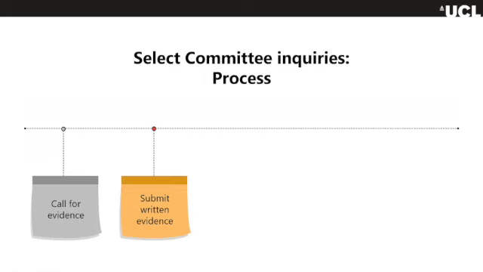So yes, calls for evidence are issued with a deadline normally, and so you can submit your document setting out your views in response to the questions that have been asked in the call for evidence. And after the written evidence has been submitted, then the committee will review it and then hold some oral evidence sessions. And oral evidence basically means an interview.